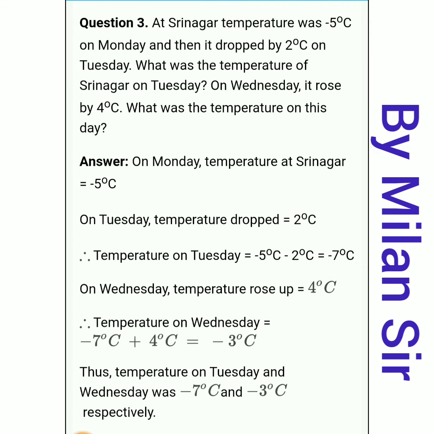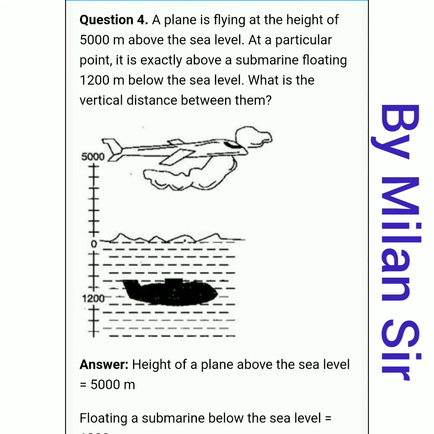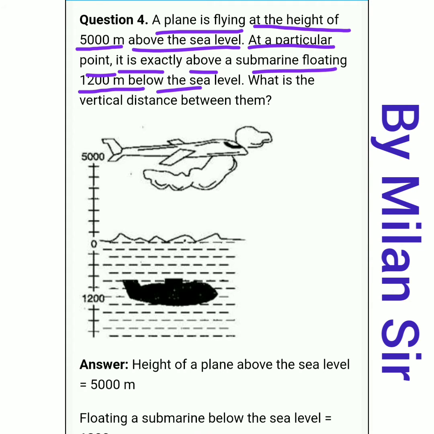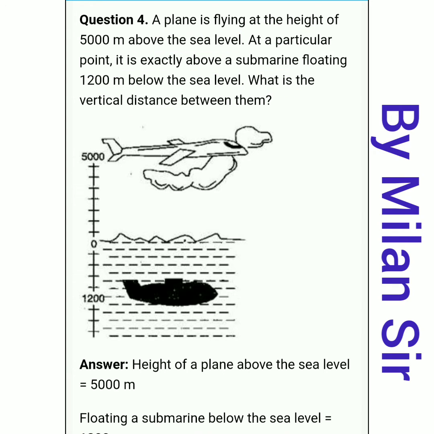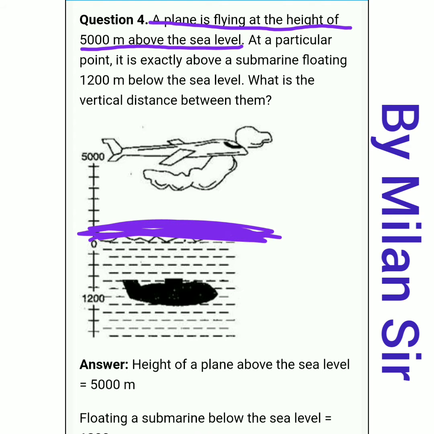Okay, then next question, question number 4. A plane is flying at the height of 5000 meter above the sea level. At a particular point, it is exactly above a submarine floating 1200 meter below the sea level. What is the vertical distance between them? Okay, again read the question. A plane is flying at the height of 5000 meter above the sea level. Now this is our sea level here, right, in figure. Now above 5000 meters, so this distance is 5000. Okay, above the sea level it is 5000 distance, right?